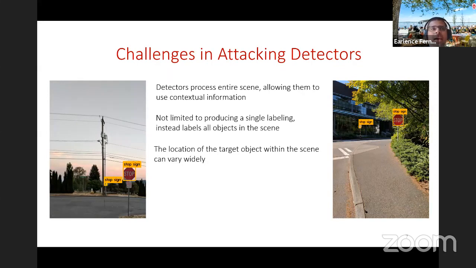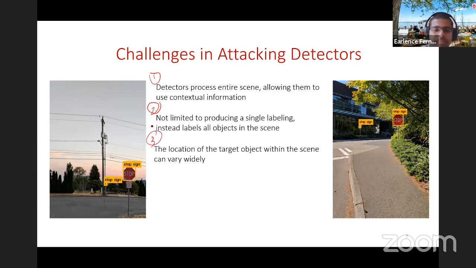Unlike classifiers, there are a few specificities in object detectors that make them a little more challenging to attack than the work we did with classifiers. I've listed a few of these examples. The first is that a detector processes an entire scene, which implies it has a lot of contextual information to take into account while making that prediction. Second, the model is not constrained to give me a label or else you die. Here they can produce many objects, many labels, so they're not constrained in that setting.